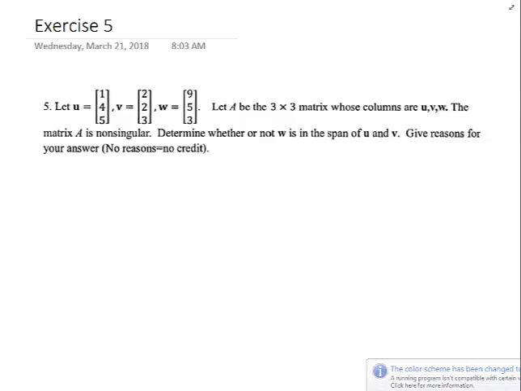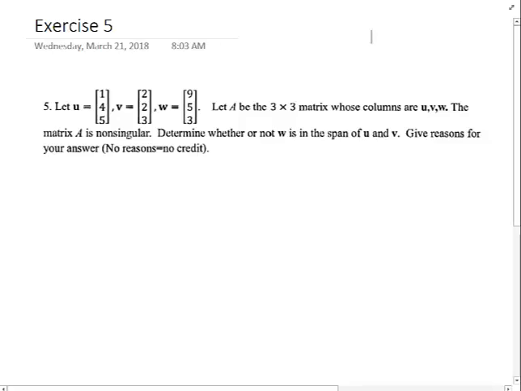All right, now this one, people missed the clue that made this one very easy. So you're given three vectors, u, v, and w. You have u, v, and w, and A is a 3 by 3 matrix whose columns are u, v, w. Matrix A is non-singular. People miss this.